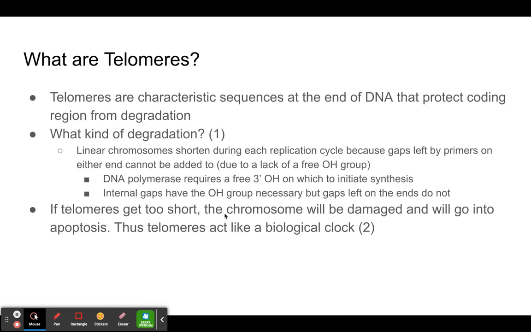So what are telomeres? Telomeres are sequences at the end of DNA that protect it from degradation. And you may be asking what kind of degradation. Well, these telomeres shorten each time they replicate because there are gaps left behind by primers that cannot be filled. And as we'll see on the next slide, which is an image, the 3' end of the chromosome overhangs the 5' end. And during each replication cycle, a small portion is cleaved off. And if the telomeres get too short, they will go into apoptosis.